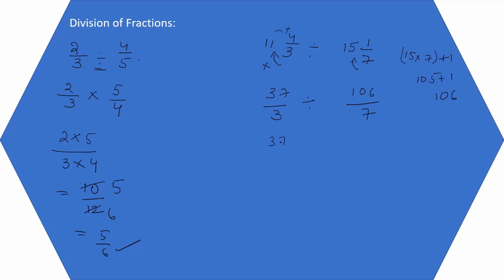Write the first fraction, 37 by 3. In place of division, write multiplication. After writing multiplication, we have to write the inverse of the second fraction. So write it as 7 by 106. Now next, multiply the numerators. 37 into 7 by 3 into 106.